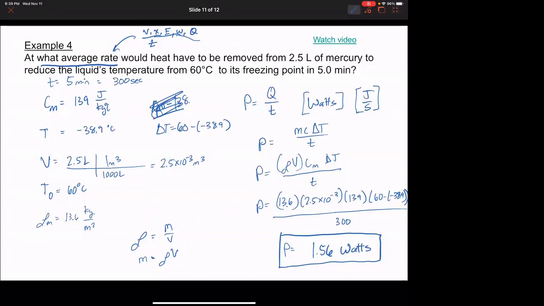Did I screw something up? Did I get the density right? Oh, son of a gun. That's 13.6 times 10 to the third. In my race to be the first one done, I screwed that up. That's 13.6 thousand. Son of a gun. The chart got me.